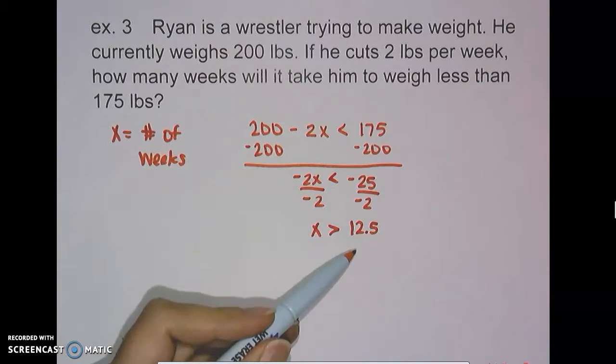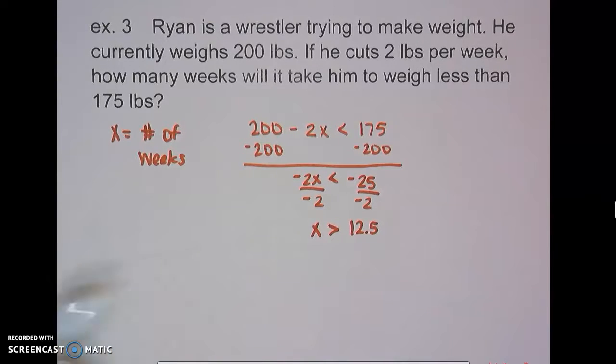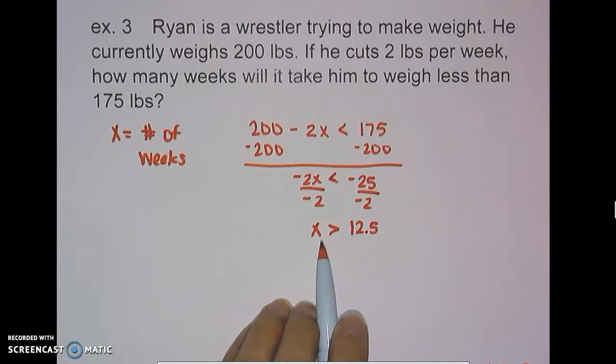And we get a decimal. That's okay to have, but we can't have that as an answer. We want to know the full number of weeks. So do we need to round down to 12 weeks or up to 13 weeks? And this says x is greater than 12.5. So which one of those is greater, 12 or 13? So 13 is going to be the one that fits here.